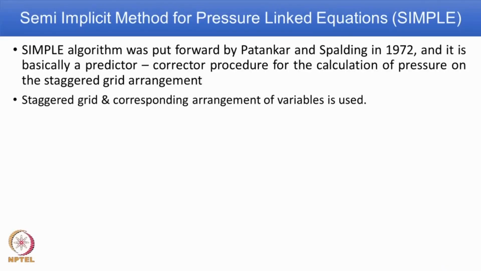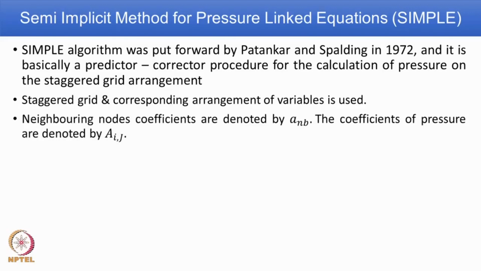Staggered grid and the corresponding arrangement of variables is used, and we explained just now through 2 slides the staggered arrangement of variables. Neighboring nodes coefficients are marked as A NB subscript, where NB stands for neighboring nodes, and pressure can be discretized.